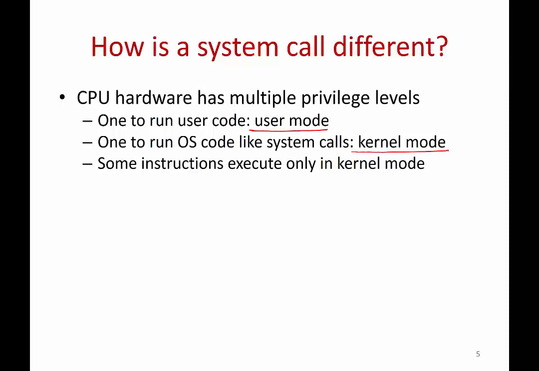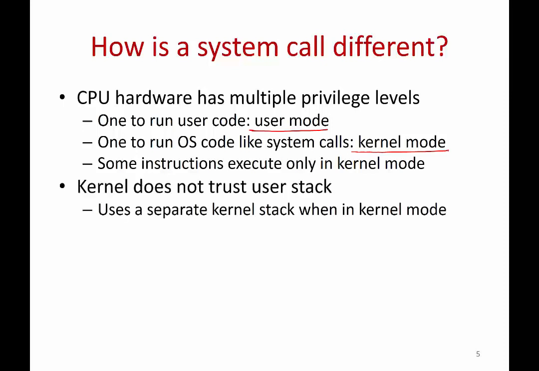And what is the difference? Some instructions only execute in kernel mode. So for example, if you issue a CPU instruction that has to allocate some memory, or that has to access the disk or some IO device, the CPU will check, am I in kernel mode? Only then will it go ahead and execute that instruction. If you're in user mode, it will refuse to run that instruction, right? This way, the operating system has a higher privilege level than user code.